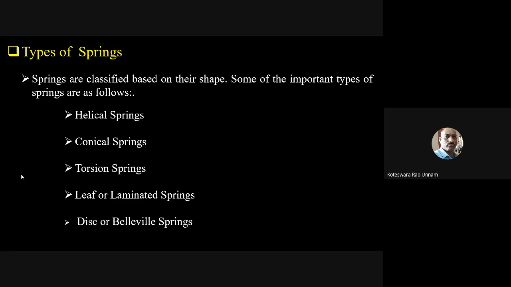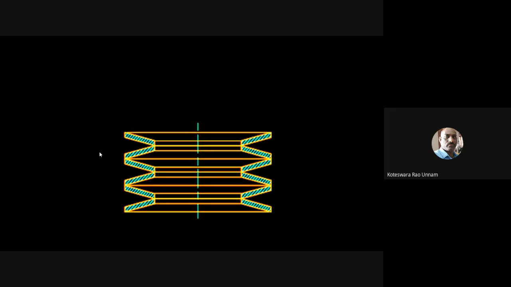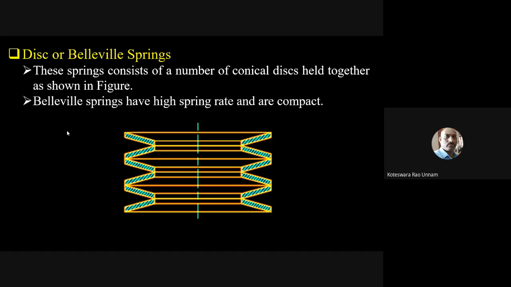After that we saw different types of springs. Generally, depending upon the shape and the type of load application, the springs are of different types: helical springs, conical springs, torsion springs, leaf springs, and finally disc or Belleville springs. Then we discussed the helical springs, conical springs, torsion springs and their applications, leaf springs and laminated springs, and finally Belleville springs also.